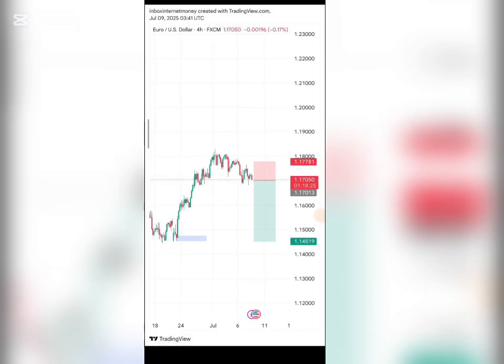Where is it on the chart? You can see it right here. This is the TP1 right here, 1.5000. This is the TP2, 1.14519. Okay, so if you're entering the trade around this point, you're already close to our TP1.